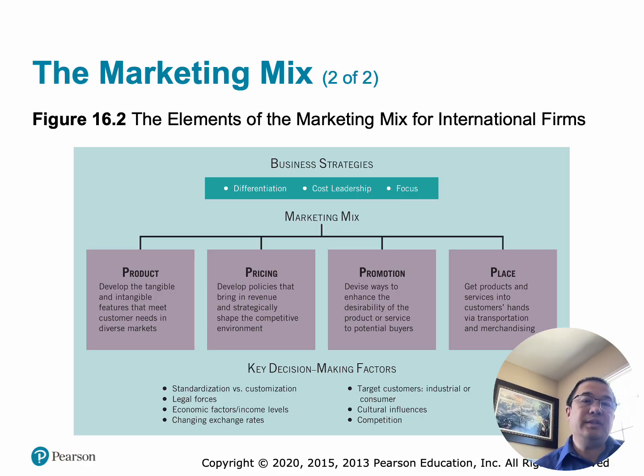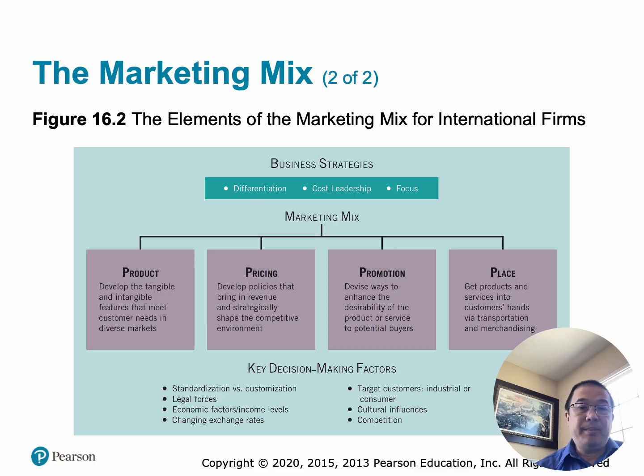Number 3, key decision-making factors. The bottom of the slide shows factors that influence international marketing decisions. Standardization versus customization. Should the company standardize? This would allow for the same product worldwide, or customize, which means adapting products for each country.